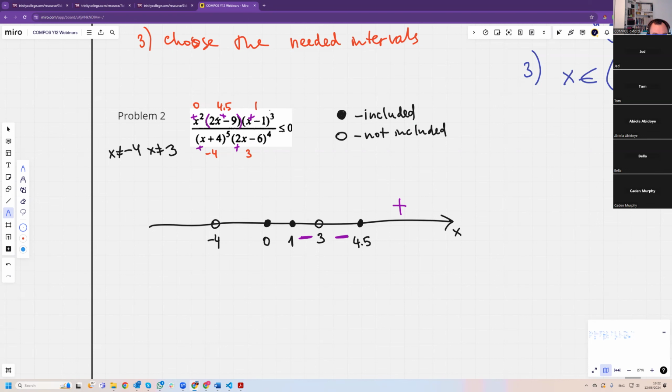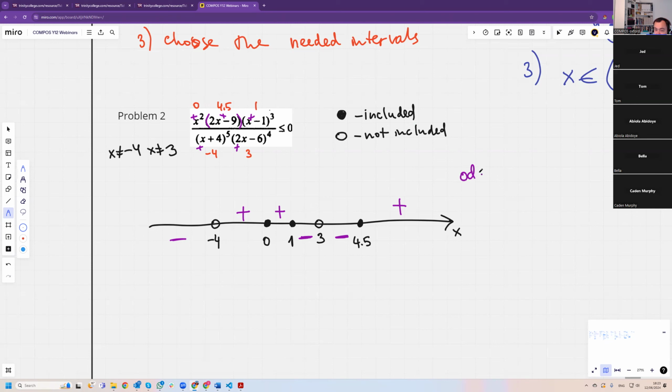Then at 1, it changes sign 3 times. So overall, it does change sign, becomes positive at 1. At 0, it changes sign twice. So it doesn't change. So it becomes positive again. And at -4, it changes sign again. So it's negative.